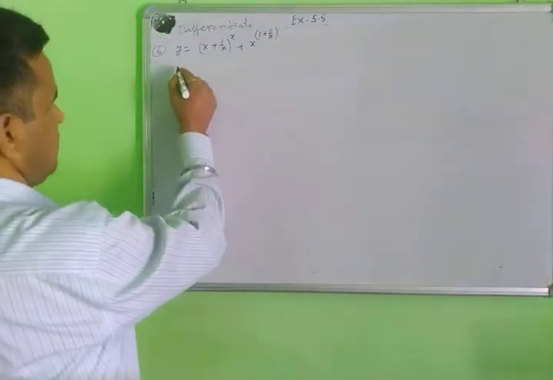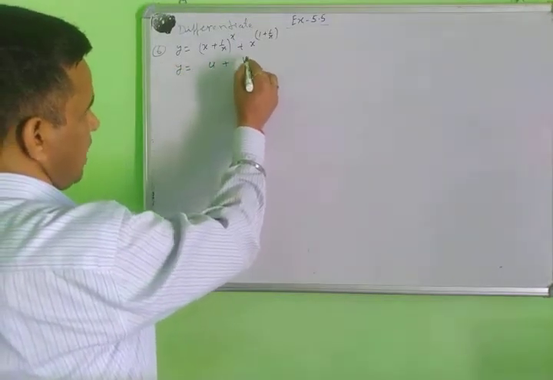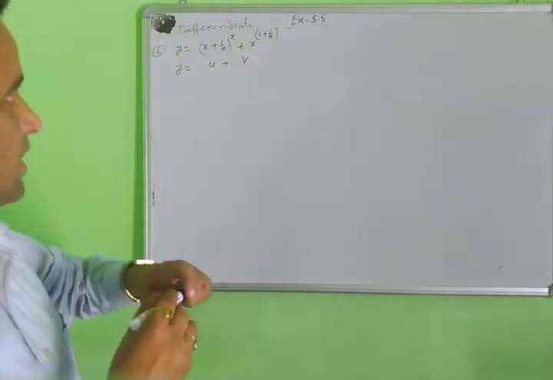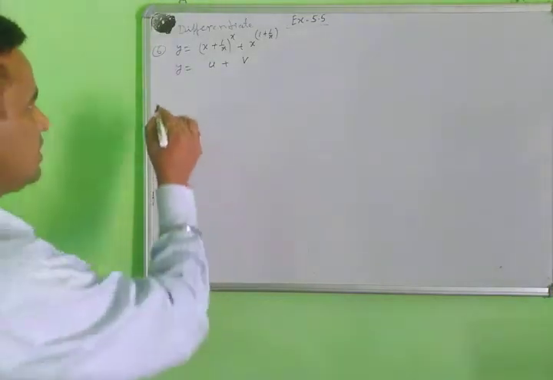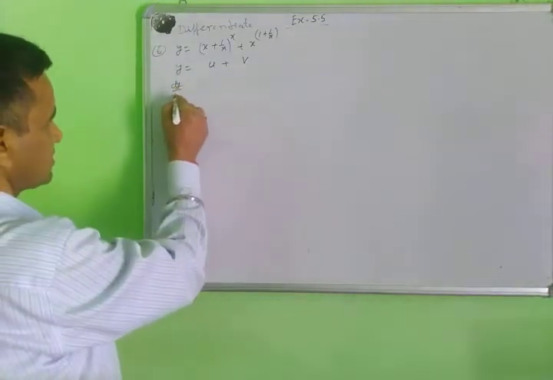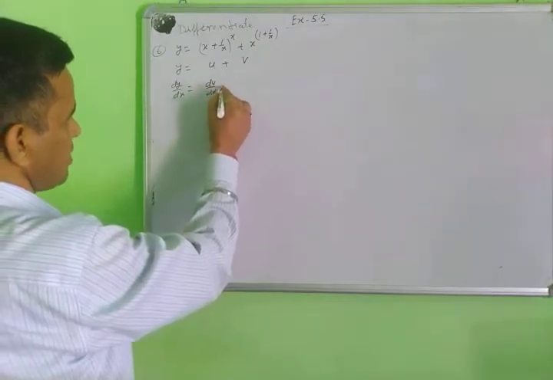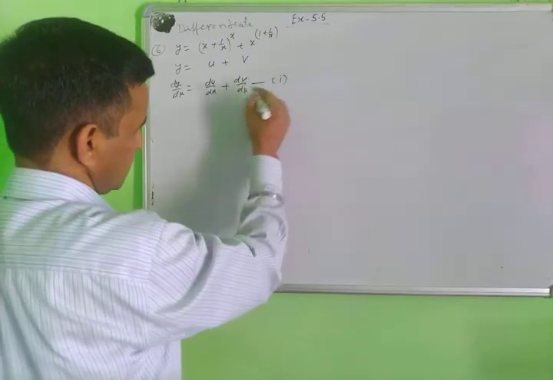First, y equal to u plus v. In every question of this type, you are looking at the exponent form here. First convert it into this form. Then differentiate here: dy over dx equal to du over dx plus dv over dx, and make it the first equation.